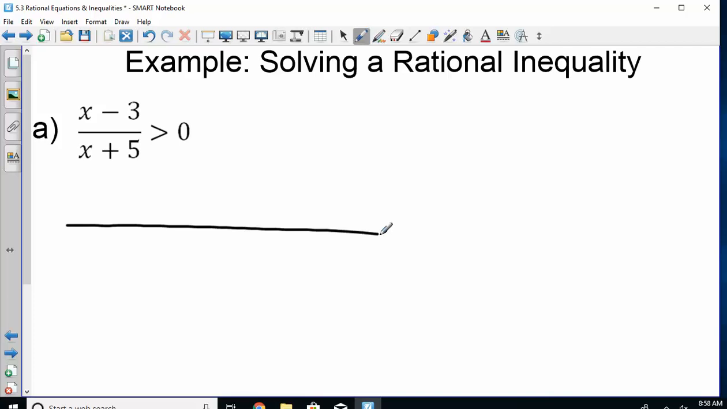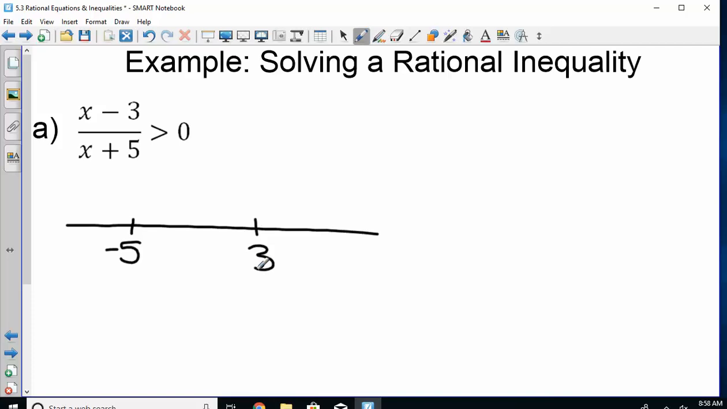What makes the top of this fraction 0? 3. So I'm going to plot a 3 on here. What makes the bottom 0? Negative 5. So those are the two numbers I'm going to put. Make sure you go small to large, so negative 5 is on the left. Now, these are the things that make the 0.